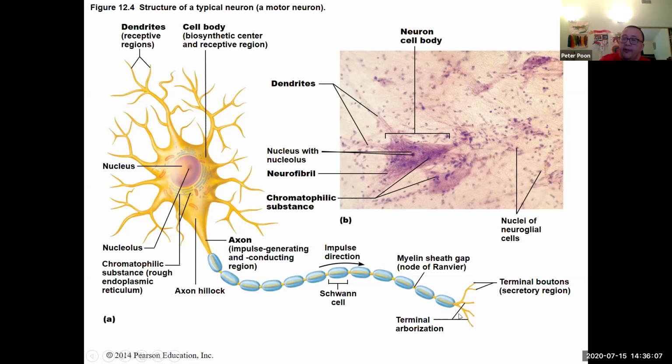So the axon can determine to fire or not fire, and if it fires, the signal goes down the axon to the very end where it splits. That is called the terminal arborization. Arborization literally means arbor, so tree branching. The very tips are called the terminal boutons, otherwise known as the axon terminals.